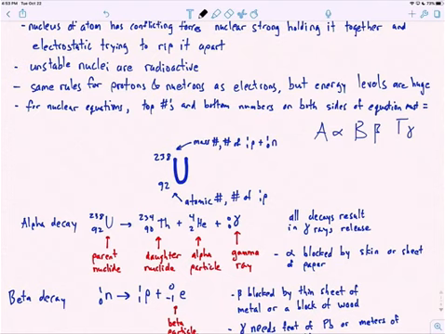Oh, and the types of radiation: alpha, beta, gamma. Alpha is the lowercase alpha particle. An alpha particle is a helium nucleus. A beta particle is an electron, and a gamma particle is a high energy photon.